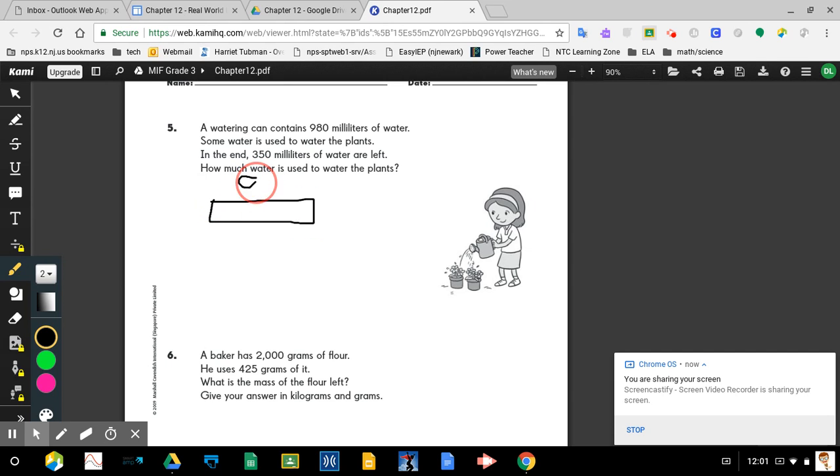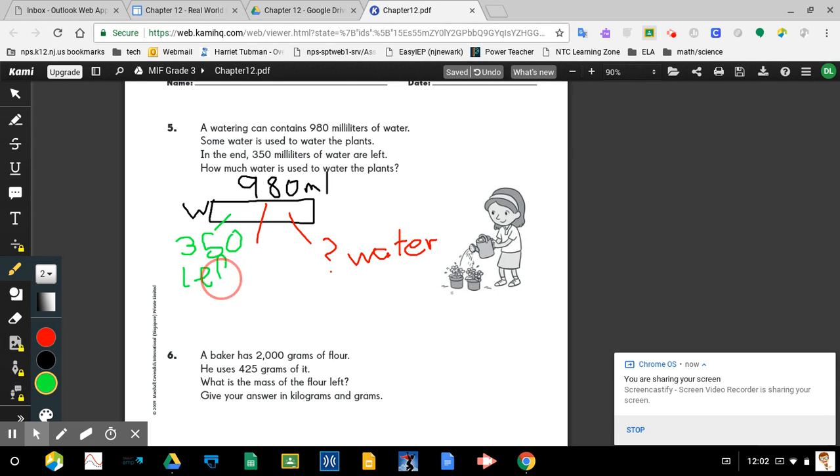And I have 980 milliliters. I'm going to put ml of water, W. Some water is used to water the plants. So out of this over here, some of this water, bam, I don't know how many that is, is used to water the plants. So I'll put water. All right. It says, in the end, 350 milliliters of water are left. So if some are used to water the plants, then over here, 350 milliliters is left.